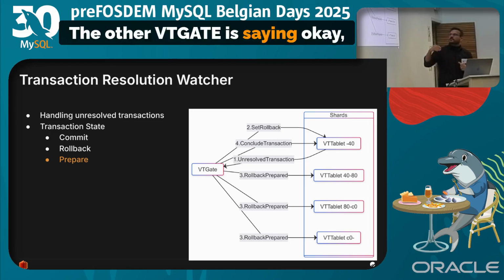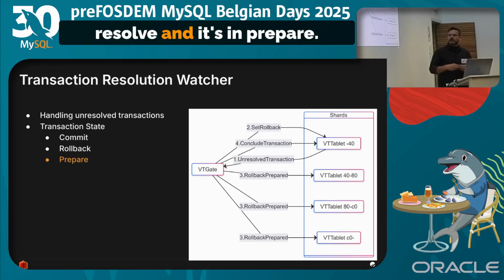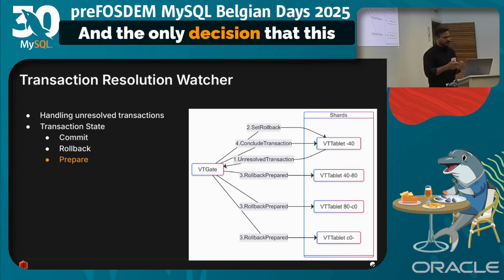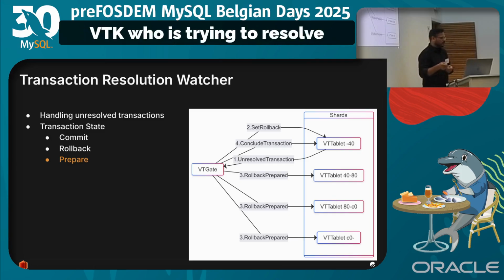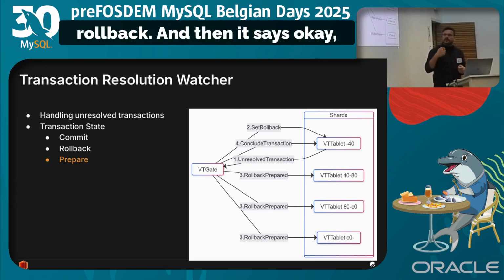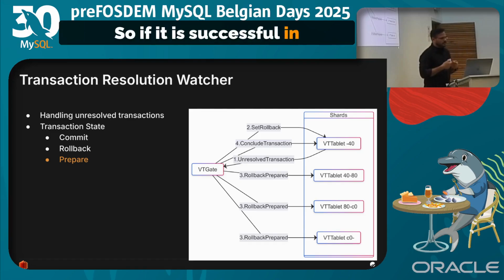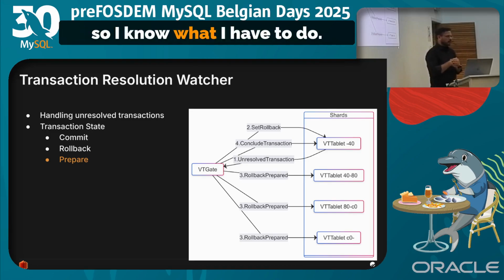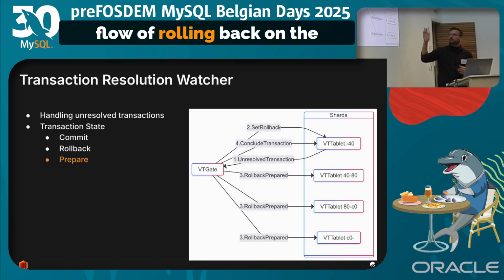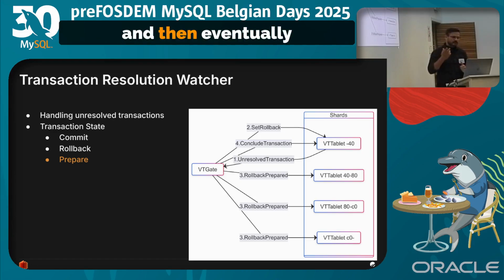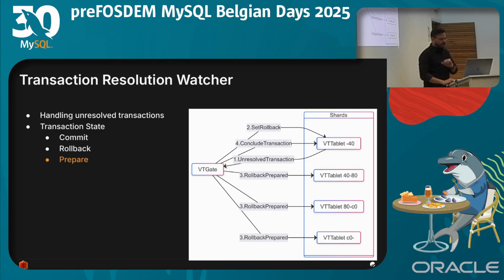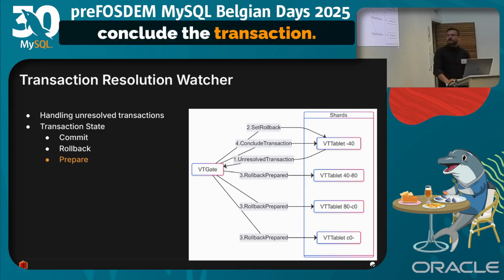The other VTGate is saying, okay, I got something that I have to resolve and it's in prepare. So the first thing it does is store the decision, and the only decision that this VTGate, which is trying to resolve the transaction, can make is rollback. And then it says, okay, now I have to set the rollback. If it is successful in storing this rollback decision, then it knows what it has to do. And then it goes with the same flow of rolling back on the other participating shards, and then eventually concludes the transaction. So that's the flow.